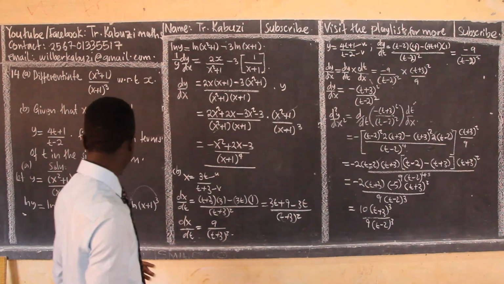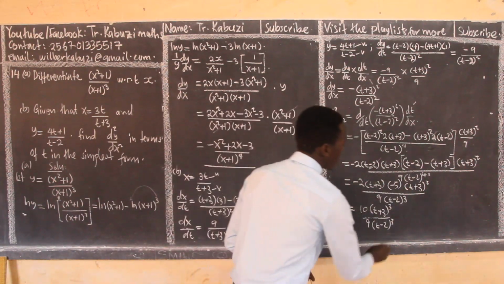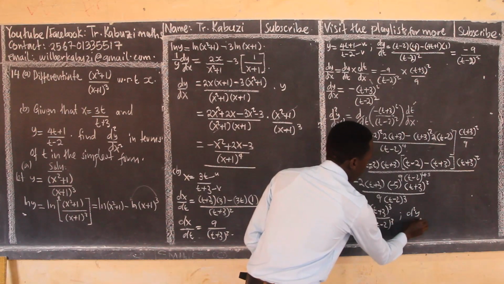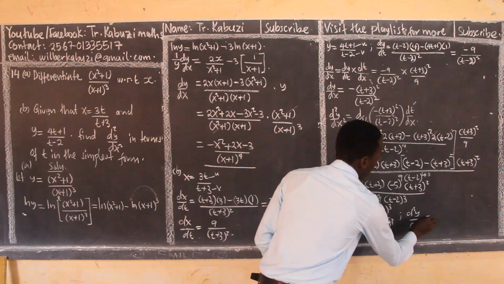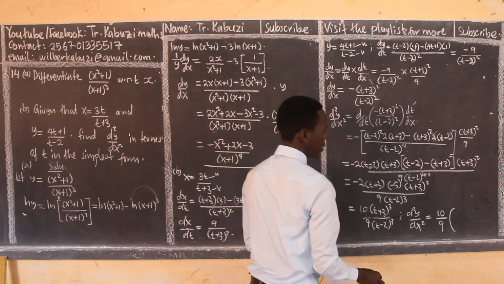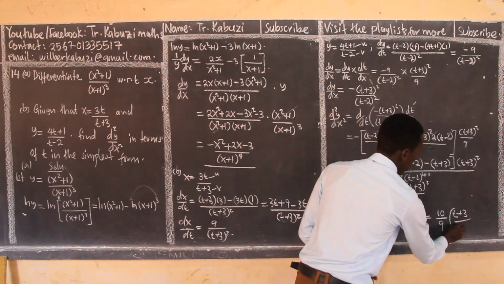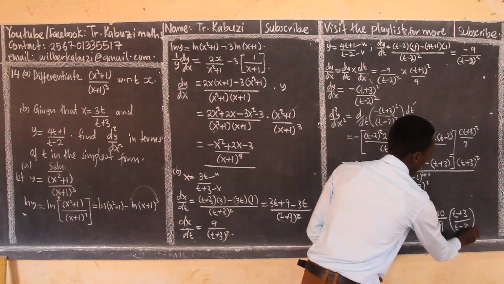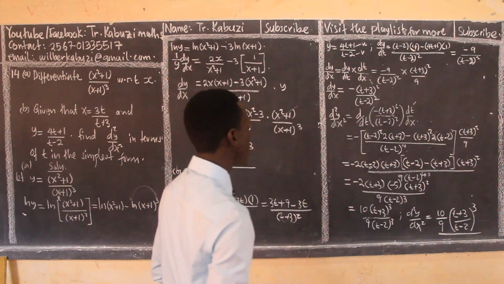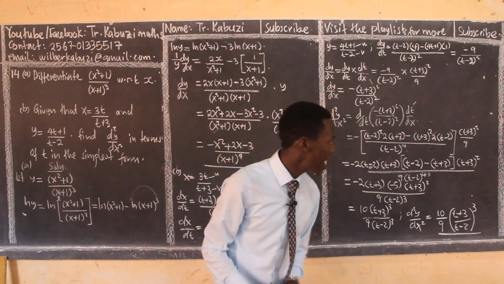Remember the question said, in the simplest form. So I can simplify this because we have the same power. So my d squared y over dx squared can be 10 over 9, and I can put these two at once in one bracket, (t plus 3) over (t minus 2), the whole power 3. So that's how far I can simplify that number in terms of t. So that's how we handle that one, members.